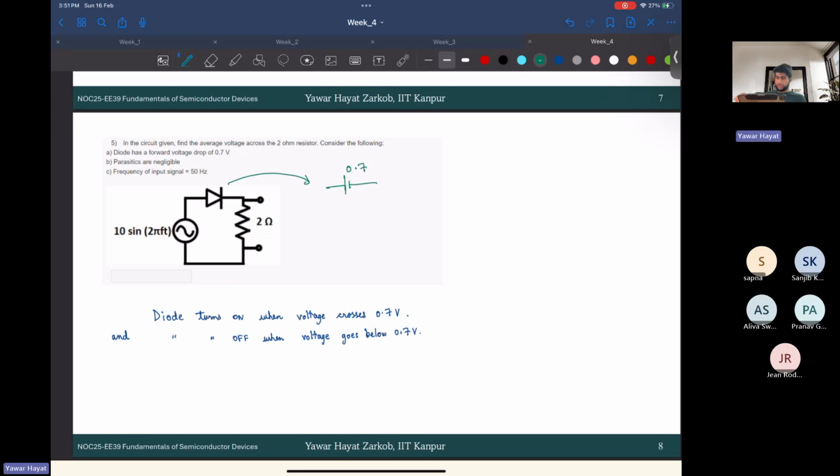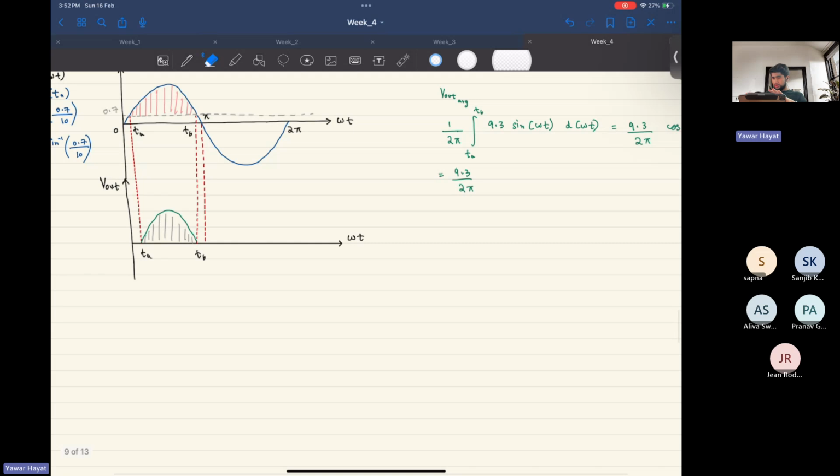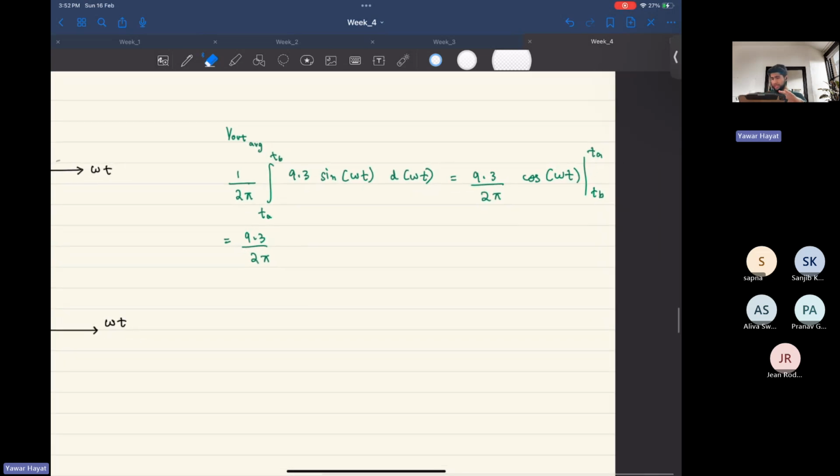Yes, sir. Okay, but you can only replace this by this DC source only for the voltages that are greater than 0.7, right? Because for voltages that are less than 0.7, your diode won't turn on, so this would effectively be an open circuit. Hope this is clear. So that's why I wrote 9.3 here.